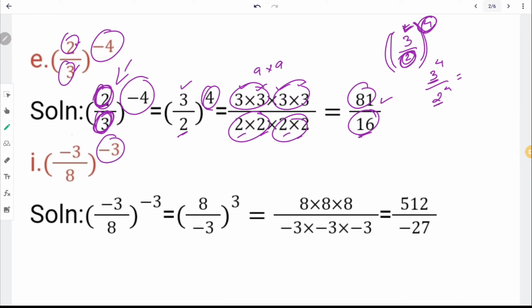So how to make the power positive? We just have to exchange the positions of minus 3 and 8, interchange. Okay, so you can see here 8 by minus 3. So once again, it is 8 by minus 3 to the power 3, right? Remember, this power 3 is both for 8 and for minus 3. In simple terms it is 8 to the power 3 and minus 3 to the power 3. So you have to write 8 3 times and minus 3 3 times.